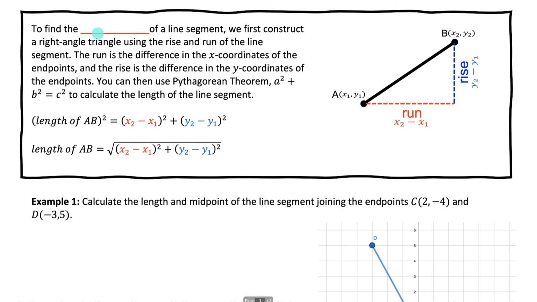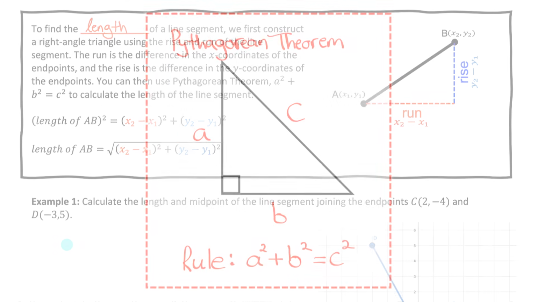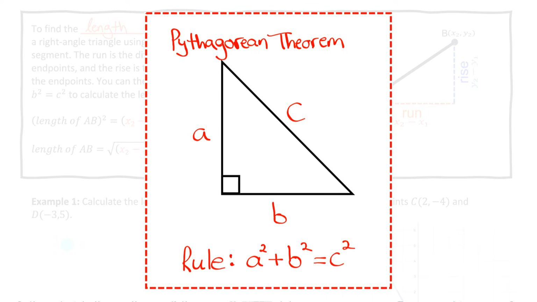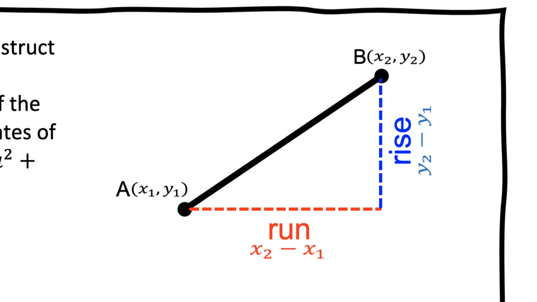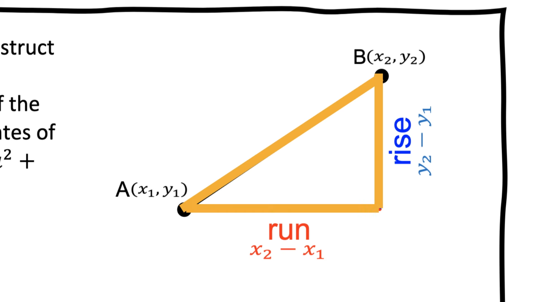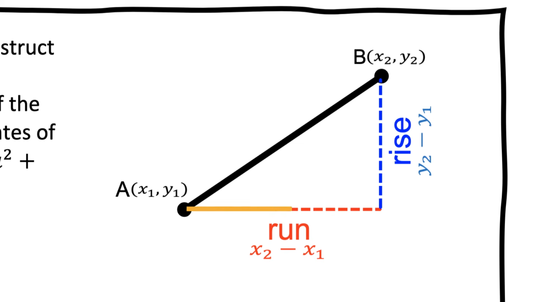So to find the length of a line segment, we can use a formula that is generated from our understanding of the Pythagorean theorem. What we do is we turn the line segment into a right angle triangle by finding its horizontal and vertical components. We call the horizontal component the run and the vertical component the rise. We can calculate the length of the run by finding the difference in the x coordinates, and we can calculate the length of the rise by finding the difference in the y coordinates.